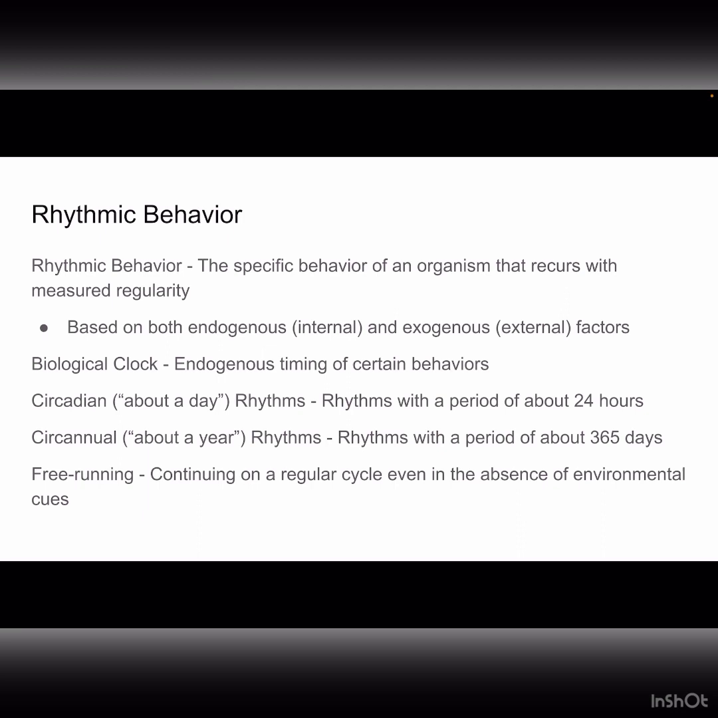For the purposes of this class, there are two types of rhythmic behaviors, circadian and circannual. Circadian rhythms are rhythms with a period of about 24 hours. Circadian itself means about a day in Latin. Sleep is an example of a circadian rhythm because it repeats about every 24 hours.